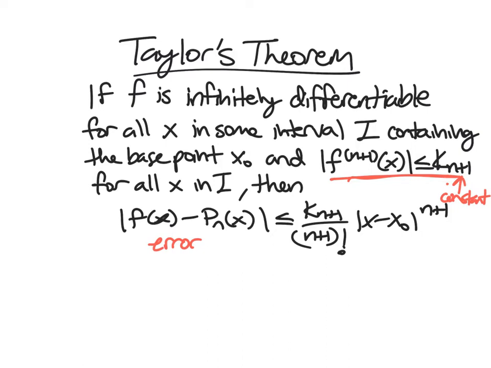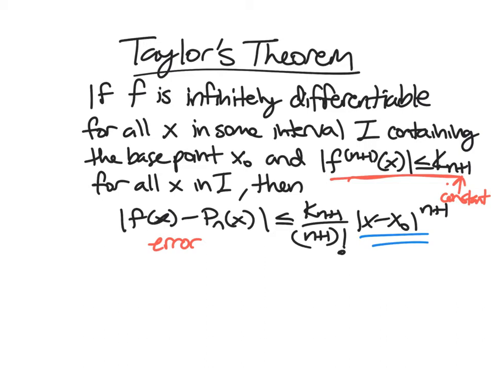Okay, so let's take a minute to figure this out. The K_{n+1} is coming from our upper bound on the derivatives, and the (n plus 1) factorial makes sense coming from our a_n term. And what this is saying is basically the farther you are away from your base point, the more error you're going to have. Because if you're 20 away from your base point, then this is 20 to the n plus 1th power. If you're only 2 away, it's 2 to the n plus 1th power. So the farther away, the less accurate you're going to be, and the more terms you're going to need from your polynomial to be accurate.